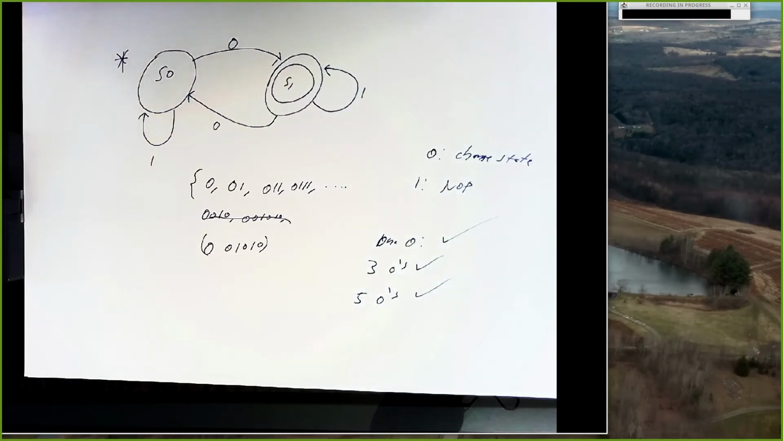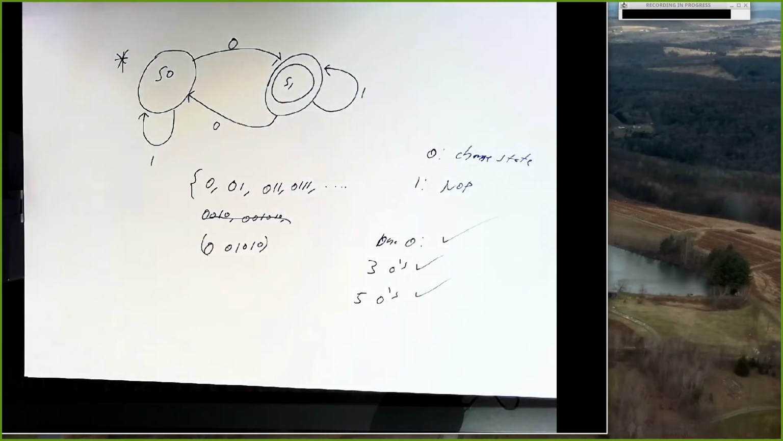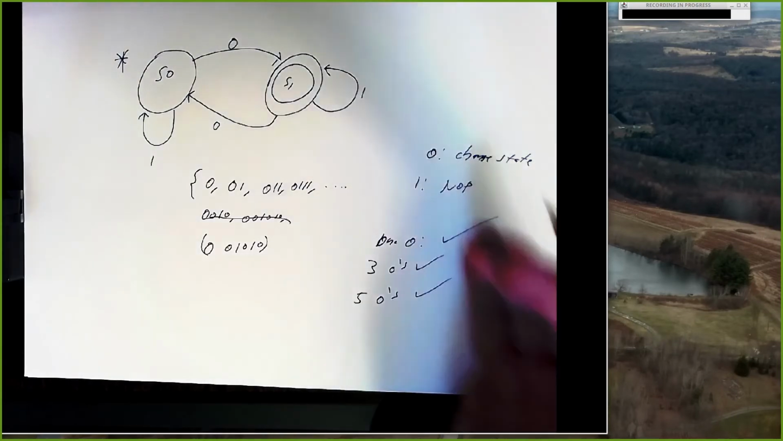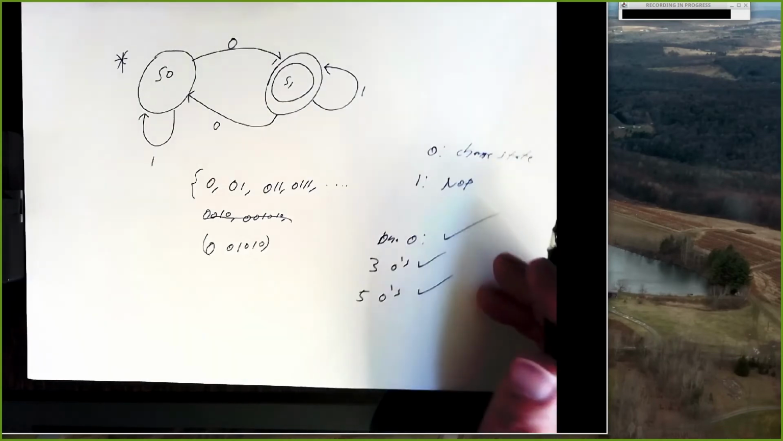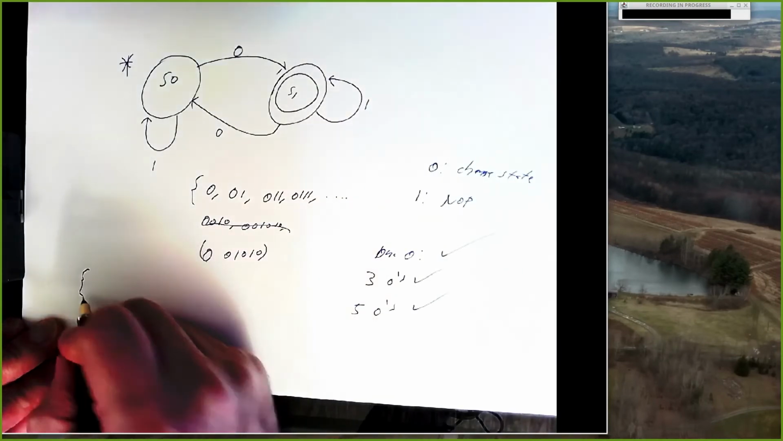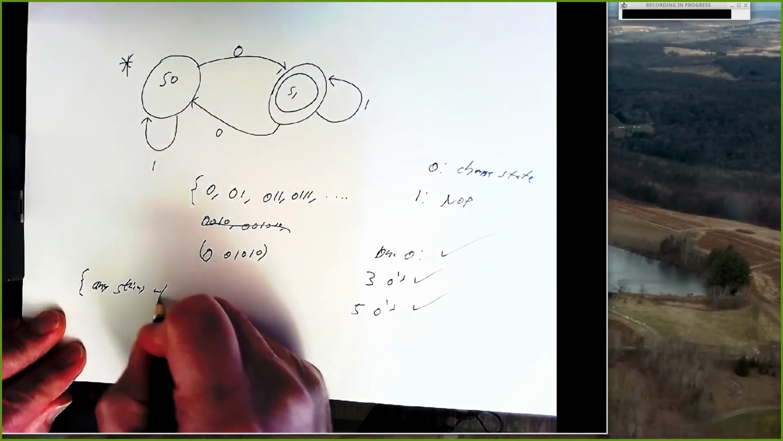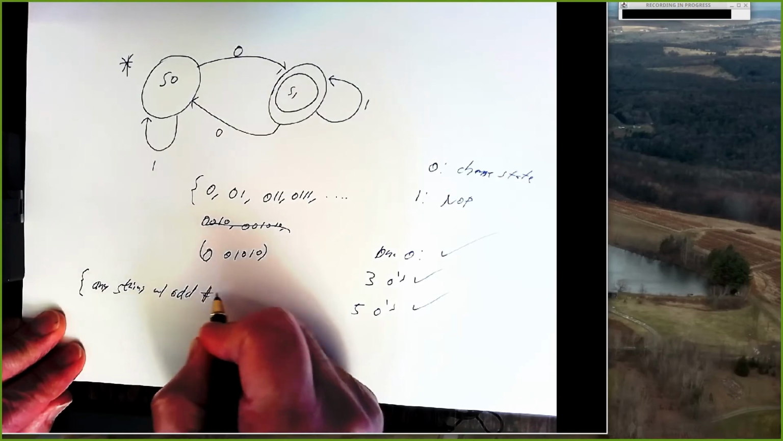Yeah, if you have an odd number of zeros, you're going to be in a recognized state. And the ones don't change whether you're recognized or not. So this machine recognizes any string with an odd number of zeros.